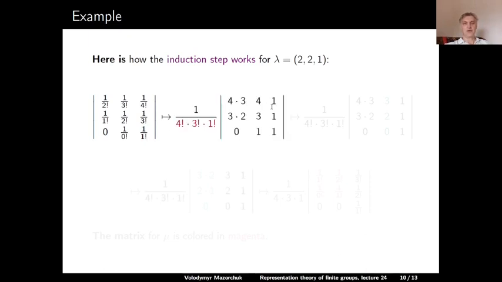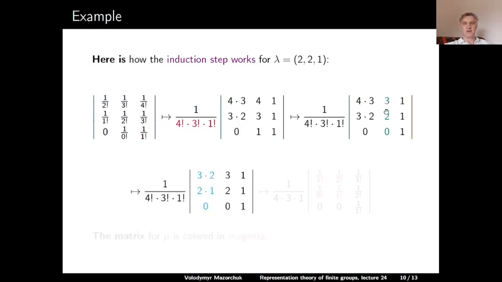In the first row, we have 1, 4, and 4 times 3, reading from right to left. In the second row, we have 1, 3, and 3 times 2. And in the third row, we have 1, 1, and 0. So next, we subtract the last column from the penultimate column, and the only changes we will have are 3, 2, and 0, the new penultimate column.